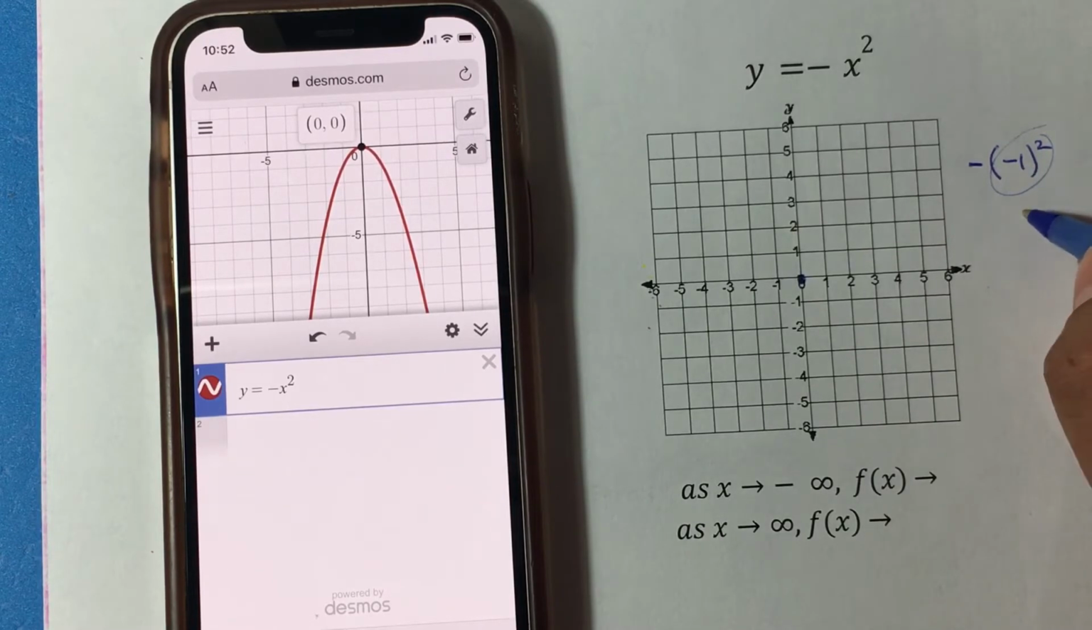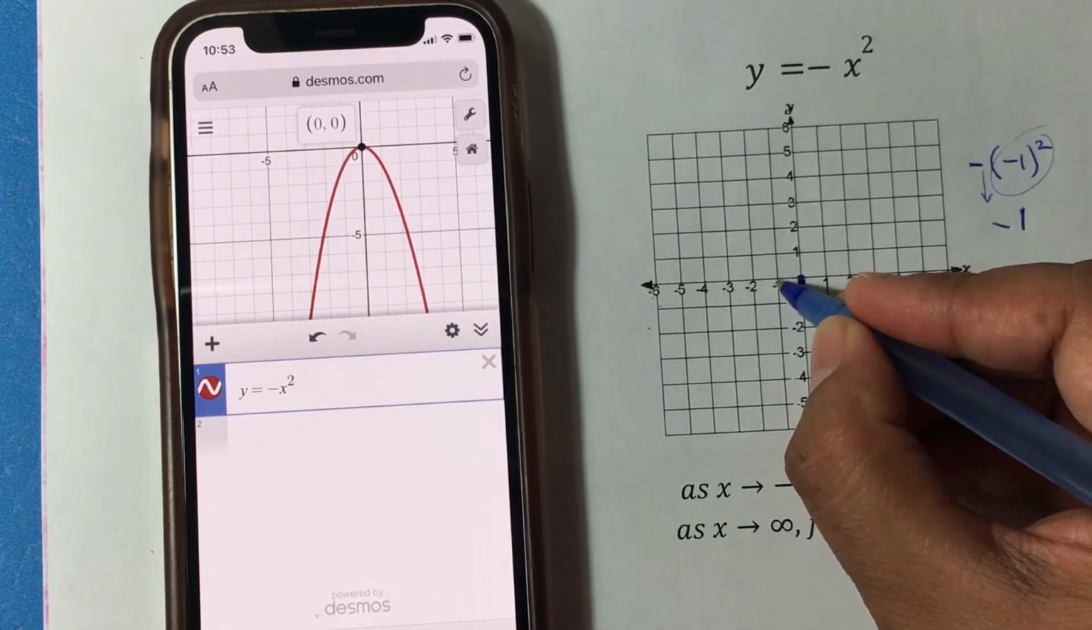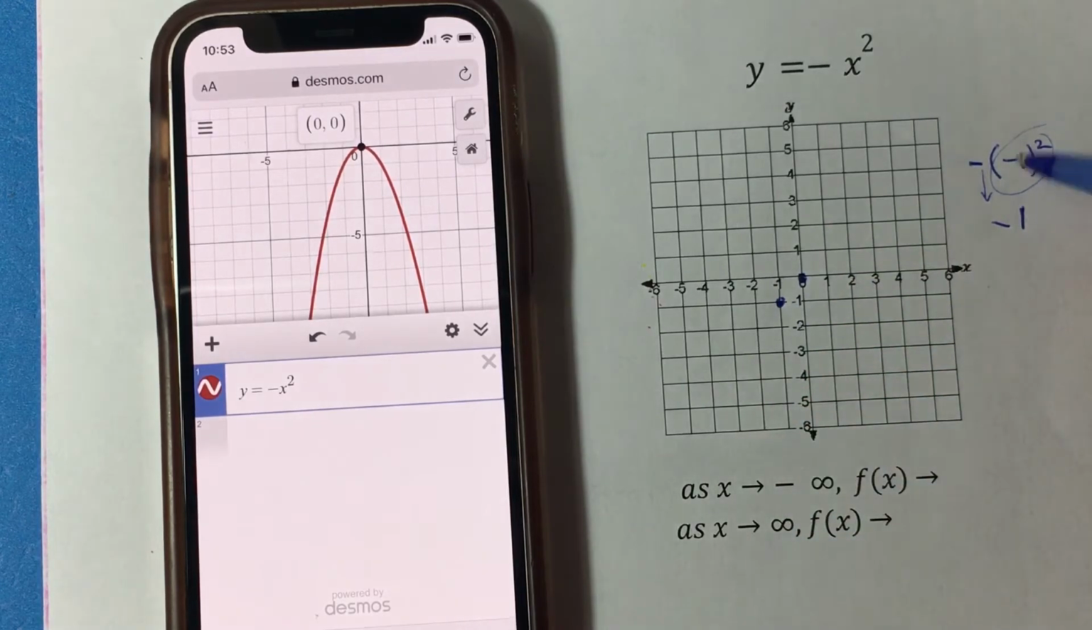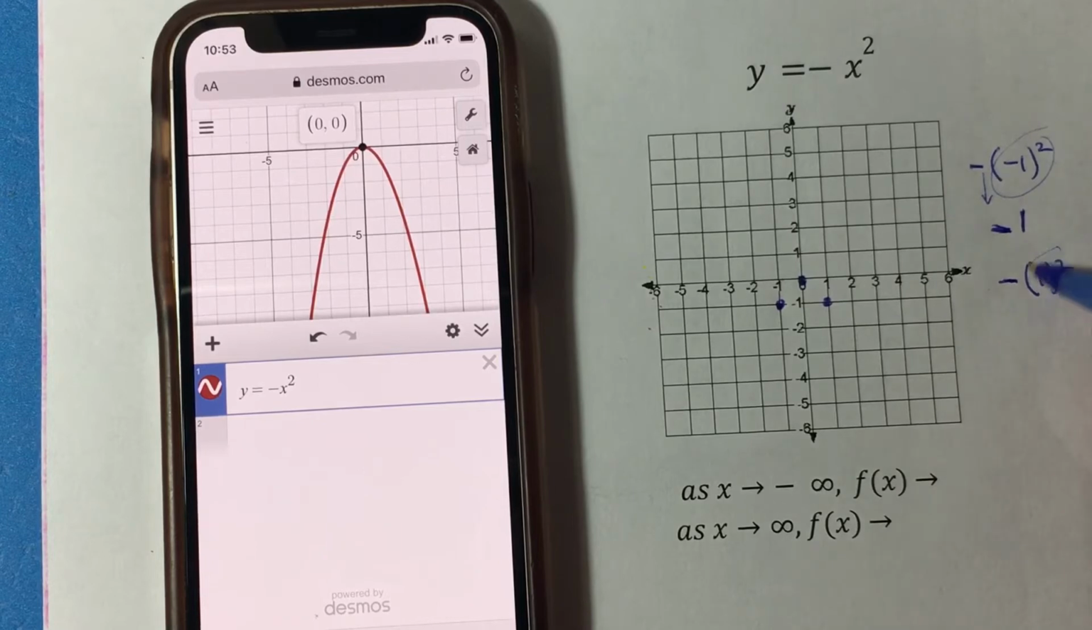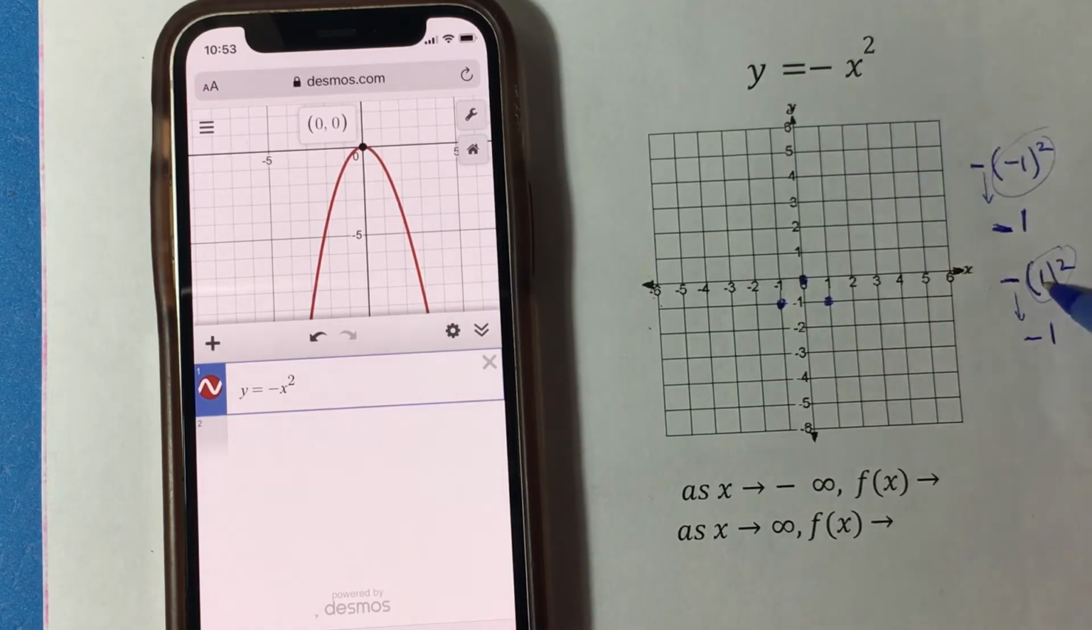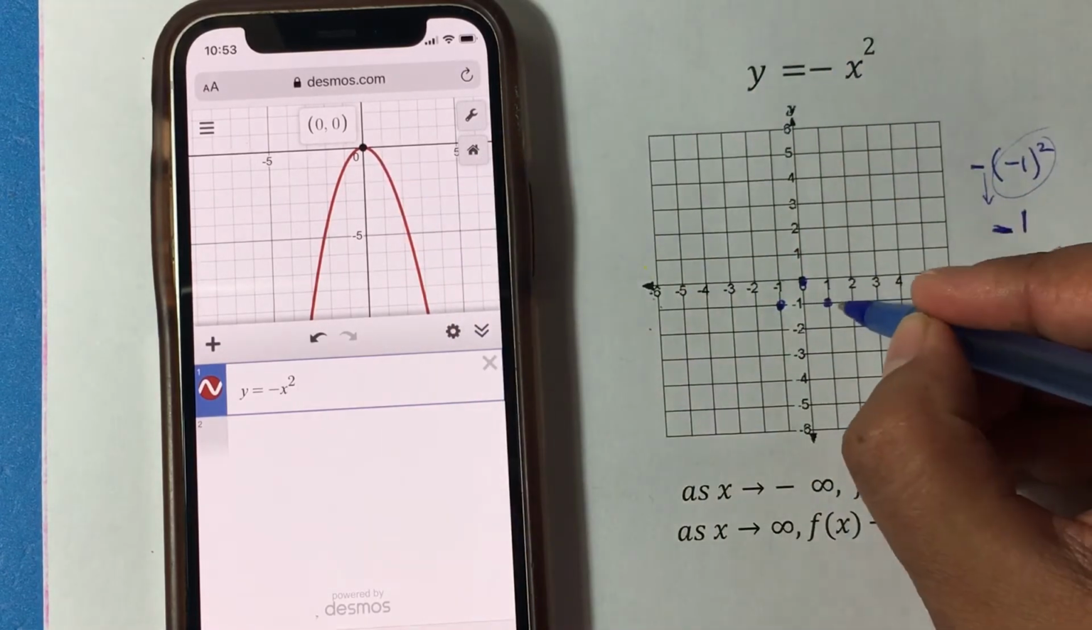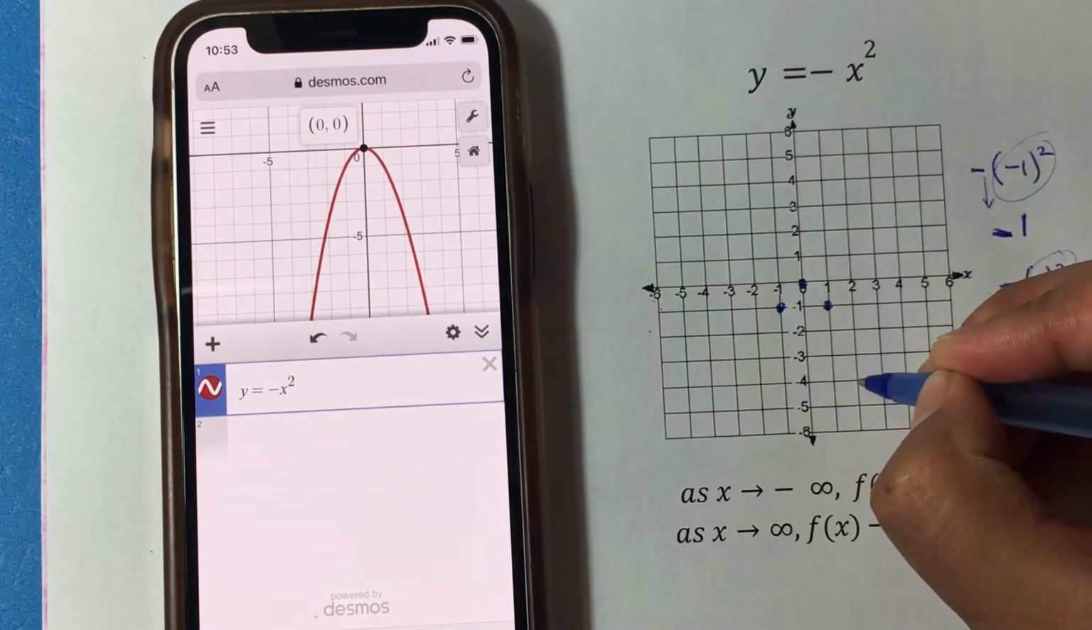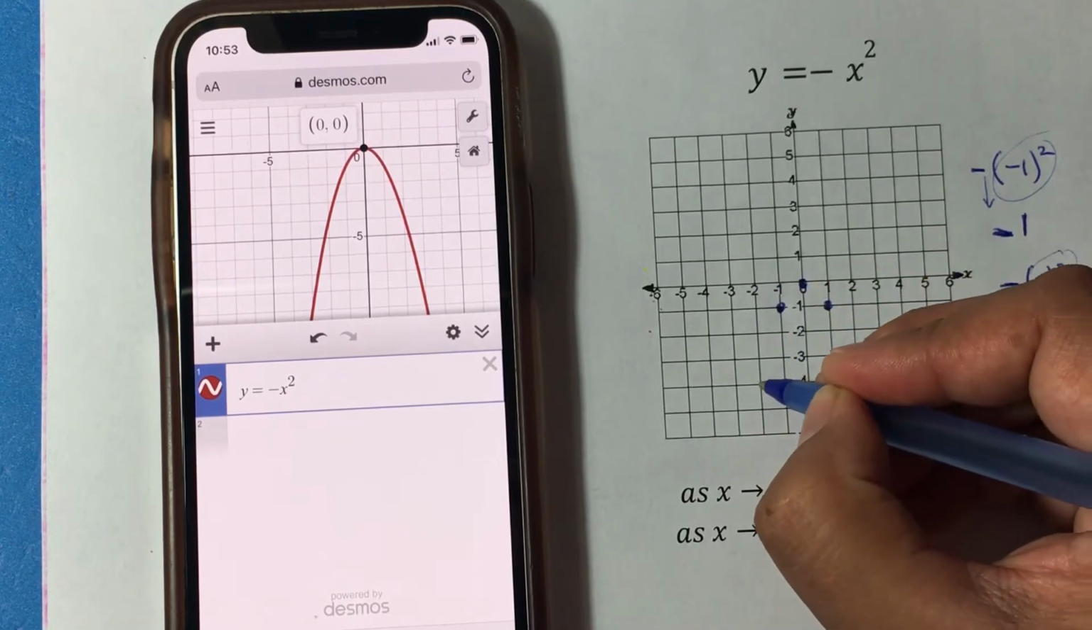So -1 times -1 is +1. And just bring down this negative and it becomes -1. So when it's -1, you have it in here. Same when it's positive. +1 times +1 is +1, but then bring down the negative that it's outside and it becomes negative in here, okay? So again, it's this negative from the formula. 1 squared, you square first the +1, which is 1, and just bring down the negative, okay? So when x is +1, still it will be -1 in there. Same, 2, -4. -2 is -4.